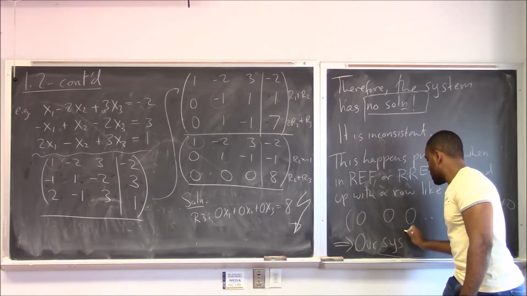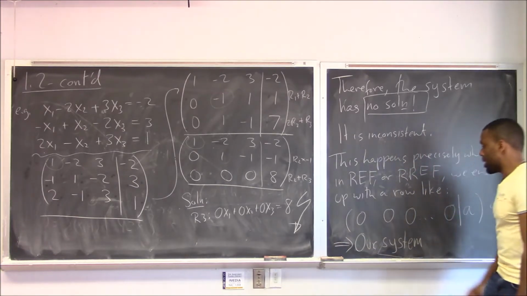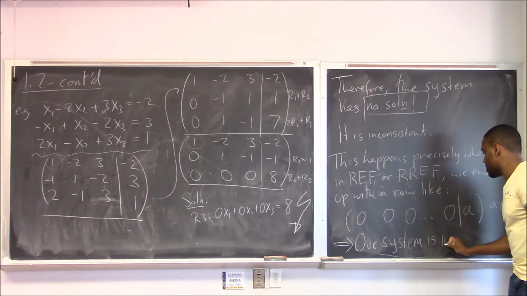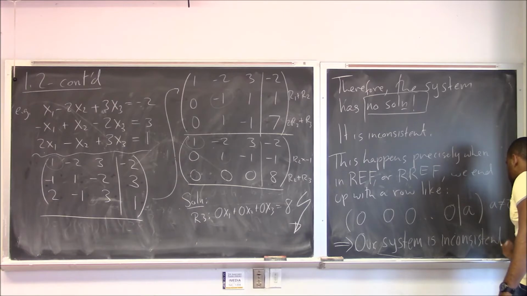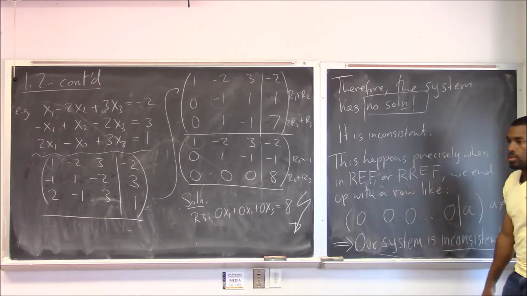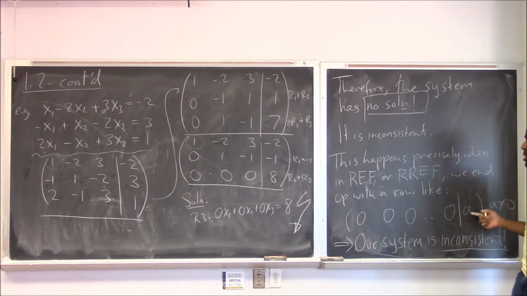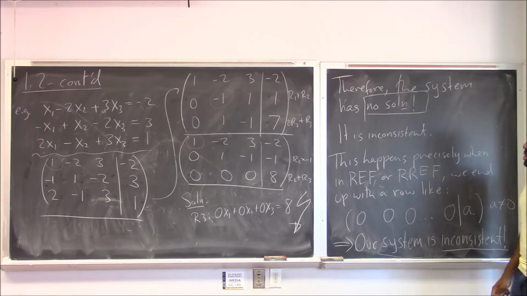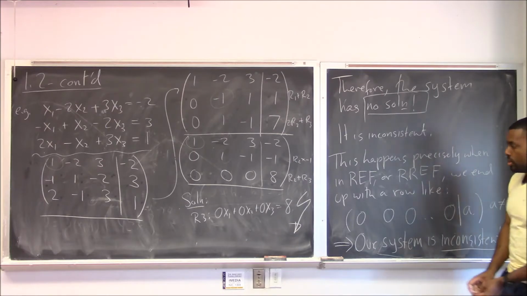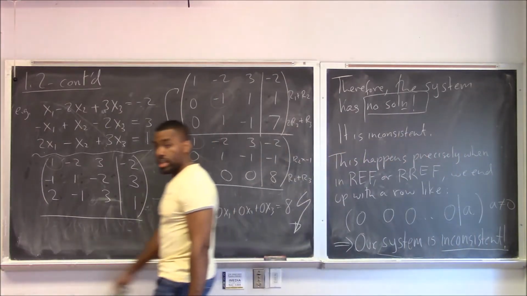And once such a row is obtained, we can conclude that our system is inconsistent, meaning it does not have a solution. Right? And that will be the case if and only if in the reduced row echelon form or the row echelon form you end up with this sort of situation. That's pretty much going to be the only time you can end up with an equation that you cannot solve. It will be impossible to find a solution to that equation. In all other situations we can find it.